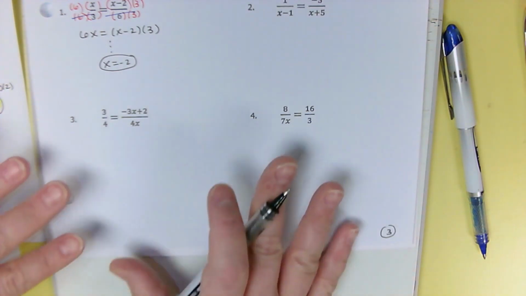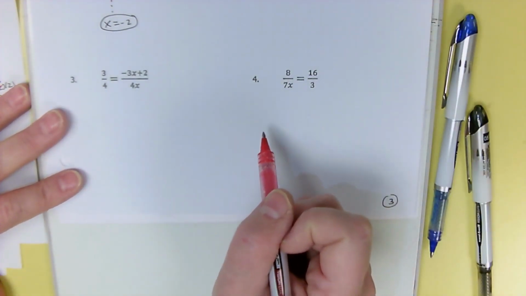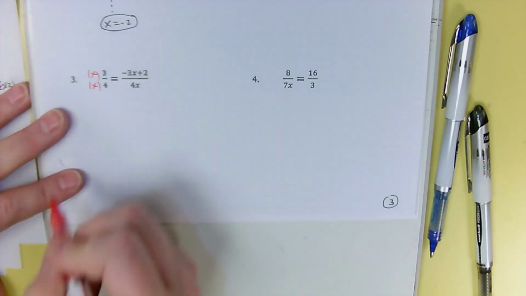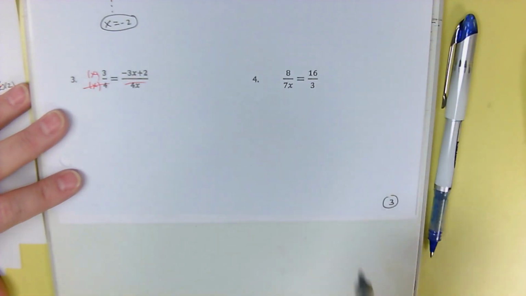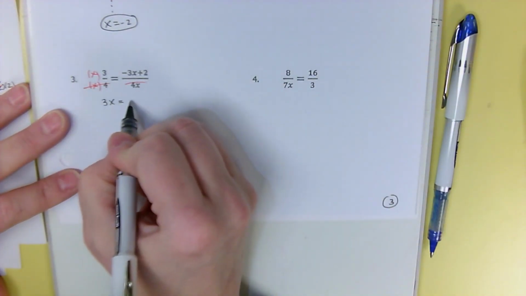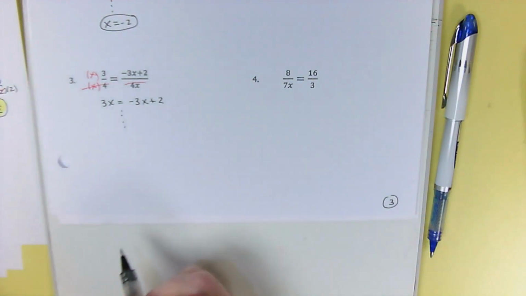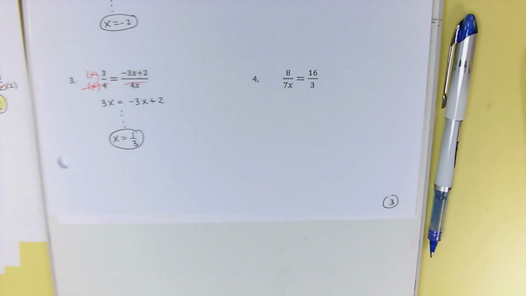All right, so on number 3, this one has a 4, that one has a 4x. They both have a 4 already. So really, just this one needs an x. So multiply by x over x. And now you have 3x equals negative 3x plus 2. And you solve, you end up with x equals 1/3 when you're done.